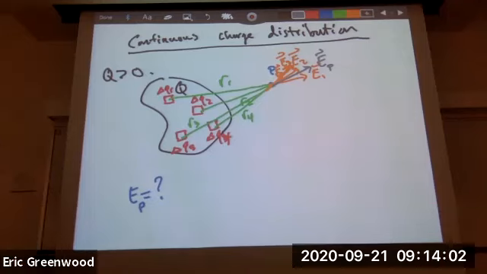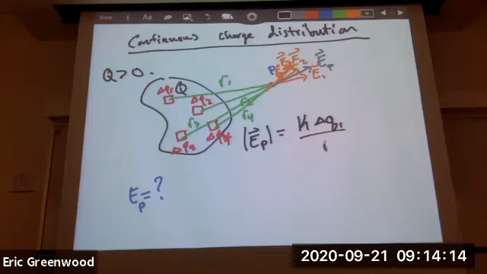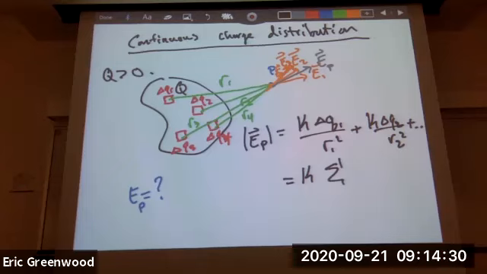Great, so now what? By the superposition principle, the electric field at point P, magnitude-wise, is going to be equal to k times delta Q1 over R1 squared, plus k times delta Q2 over R2 squared, plus blah, blah, blah. But this is the same thing as k times the sum over i of delta Qi over Ri squared.